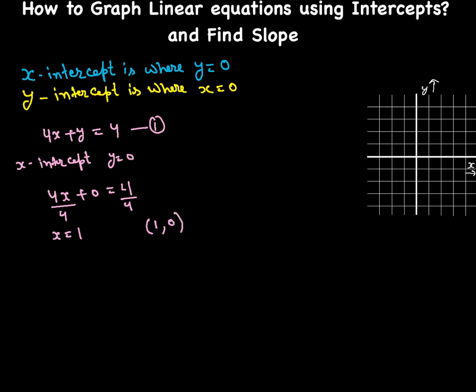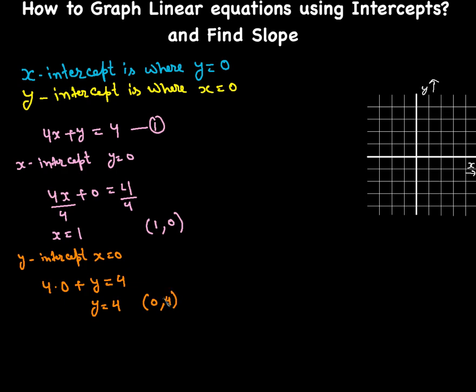Alright, now let's do the y-intercept. Gonna write y-intercept. That means x is equal to 0. So we're gonna plug in x is equal to 0 in our equation number 1 over here. So 4 times x, which is 0, plus y is equal to 4. So 4 times 0 is 0. So therefore y is equal to 4. So that means our point is x is 0 and y is equal to 4.